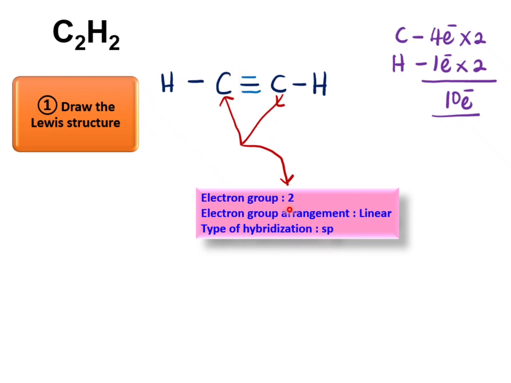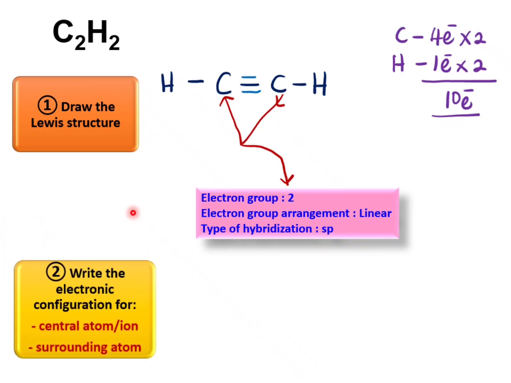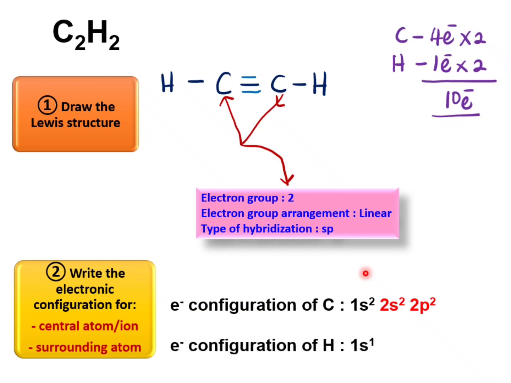So ini you kena tentukan dulu siap-siap. Okay? And then step number 2, write the electronic configuration for the central atom and for the surrounding atom. So you need to refer to the table relative atomic mass to find the proton number for each atom. So this is the electronic configuration for carbon, and this one the electronic configuration for hydrogen. Okay, so now we go to step number 3.